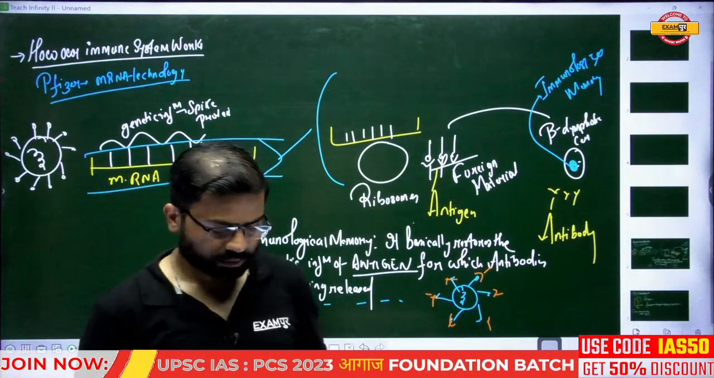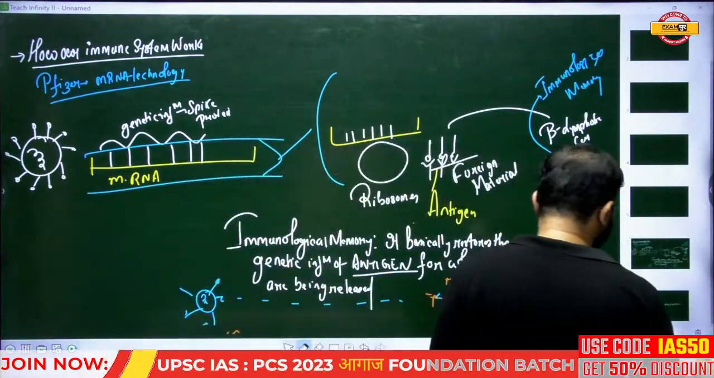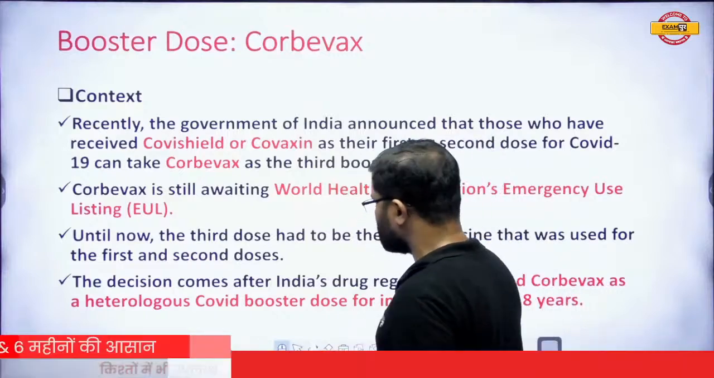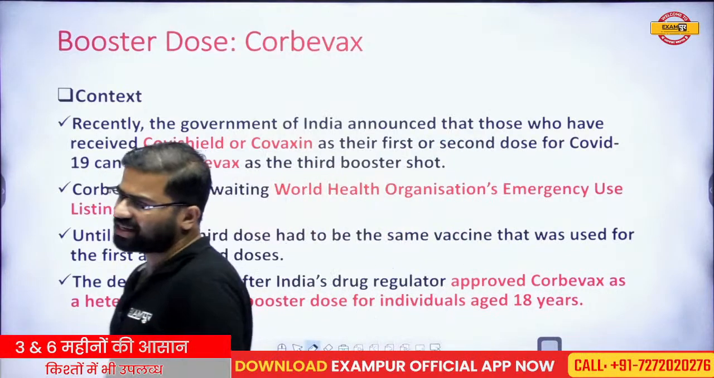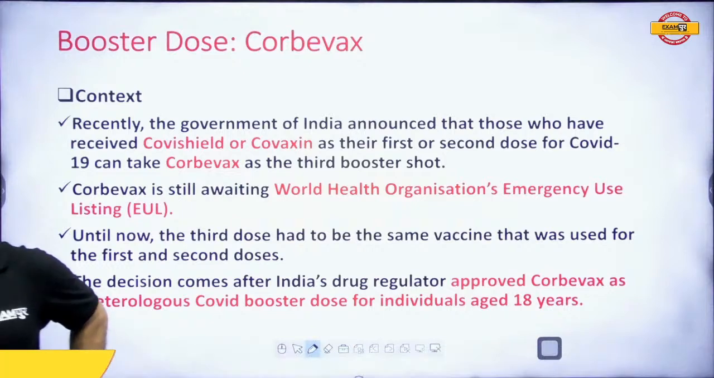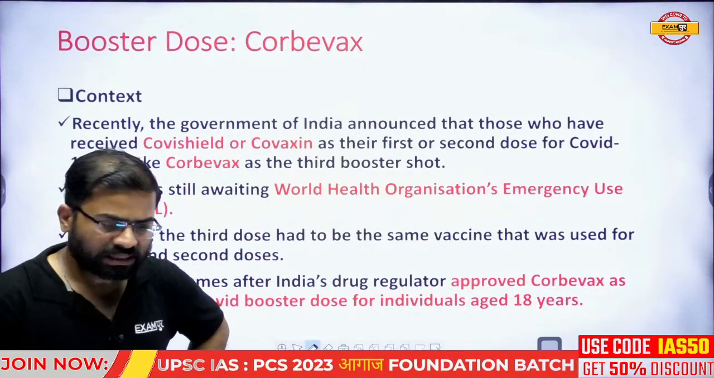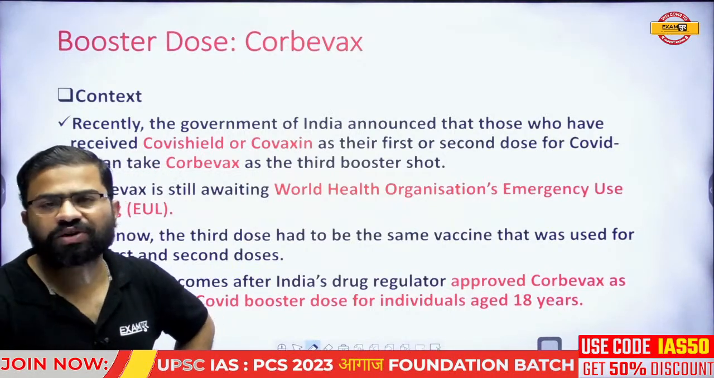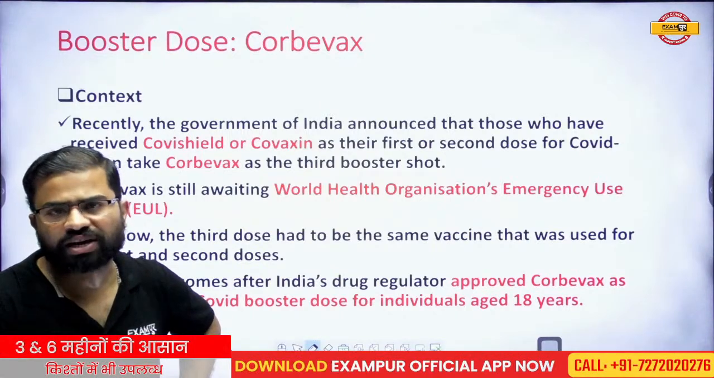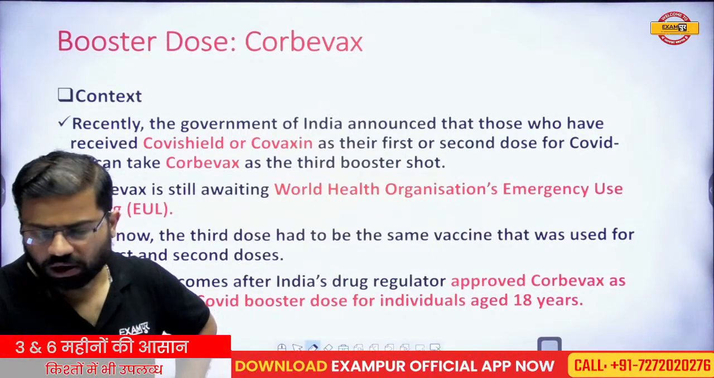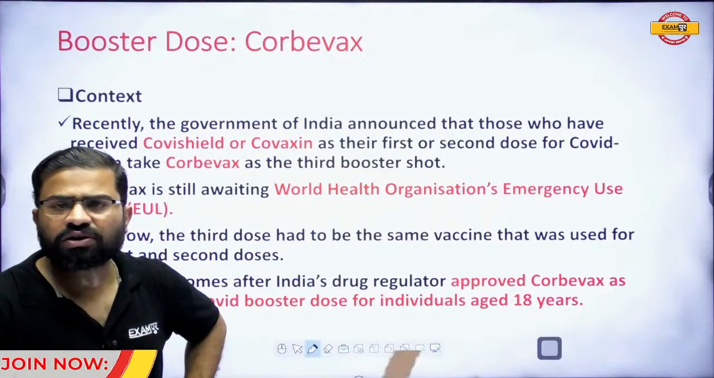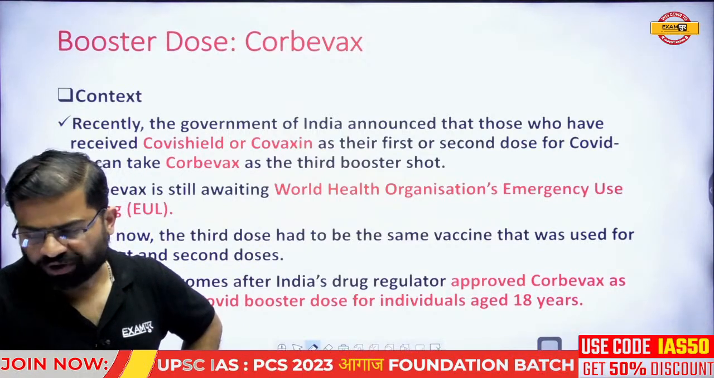Okay? So basic fundamentals should be cleared. Now we will see the case study. The government has announced that those persons who have taken the first or second doses of Covishield or Covaxin can now go for the booster dose of Corbevax.